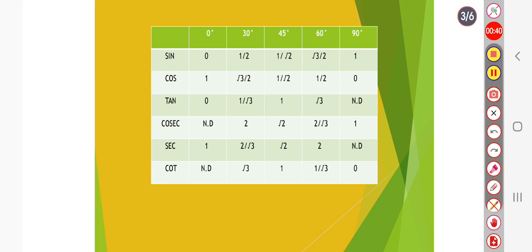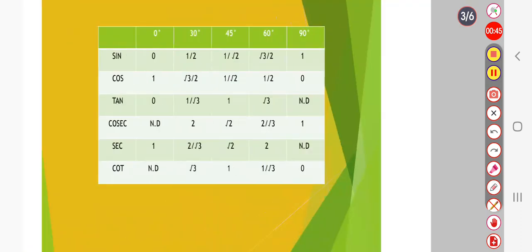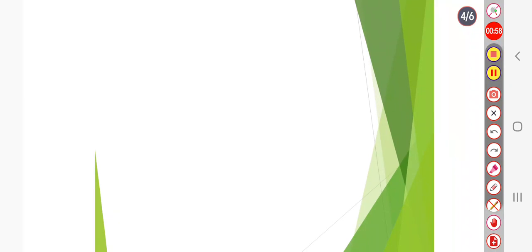So the first step, let's start with sine. The sine function here: sine 0 is 0, sine 30 is 1 by 2, sine 45 is 1 by root 2, sine 60 is root 3 by 2, sine 90 is 1, right? Yes. Now, just draw a table like this.